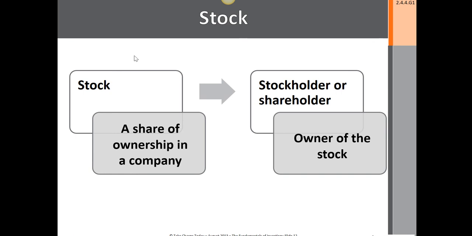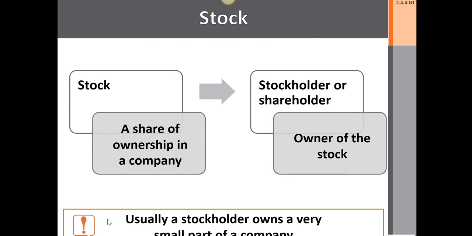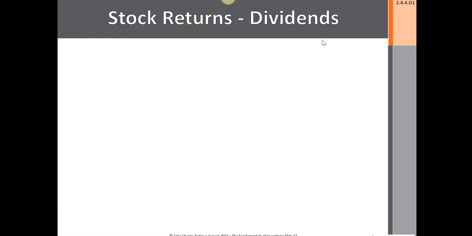All right, stock. This is one of the most common types of investments. It's a share of ownership in a company. All right, the stockholder or shareholder is the owner of the stock, which would be you if you purchase stock. Okay, usually a stockholder owns a very small part of a company. So if you buy one stock of Amazon for $100, you're a shareholder in their company. Stock returns, any money you make off of a stock are divided into two different things.